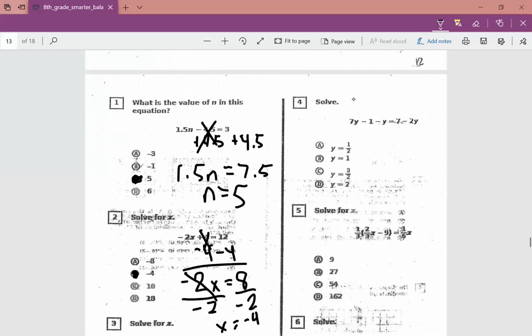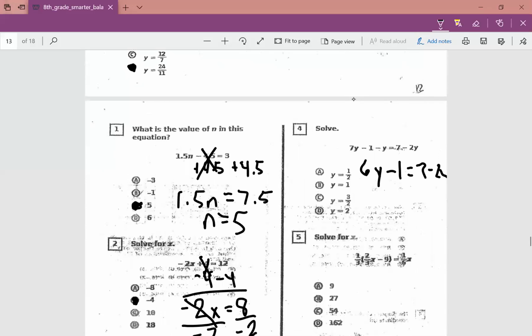Question number 4. Here you want to combine anything you can. So you have 6y minus 1 equals 7 minus 2y. Add 1, add 2, 8y equals 8, y equals 1.